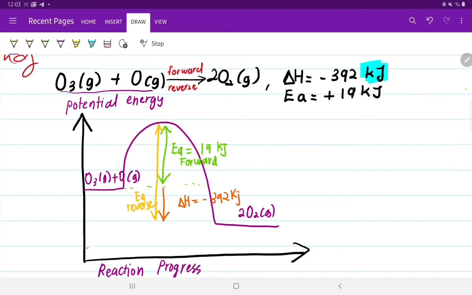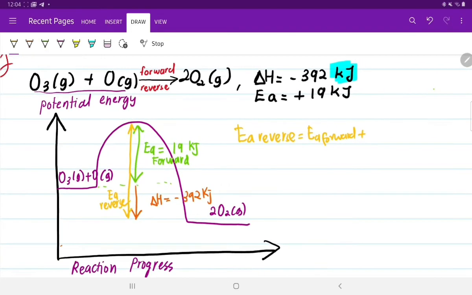If you have to calculate, EA reverse is actually the sum of EA forward plus delta H of the reaction. So ignore the sign. Negative or positive, we just need to sum up the value. So 392 kilojoules plus 19 kilojoules, you're going to get 421 kilojoules. 421 kilojoules is the value for the activation energy for the reverse reaction.